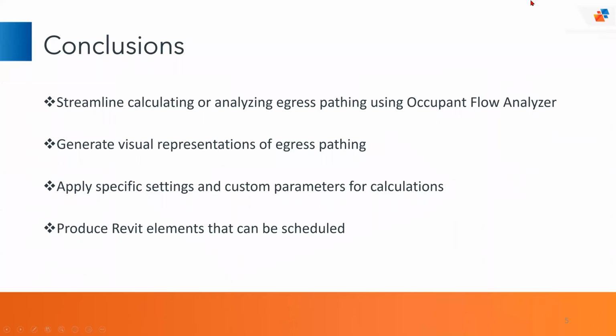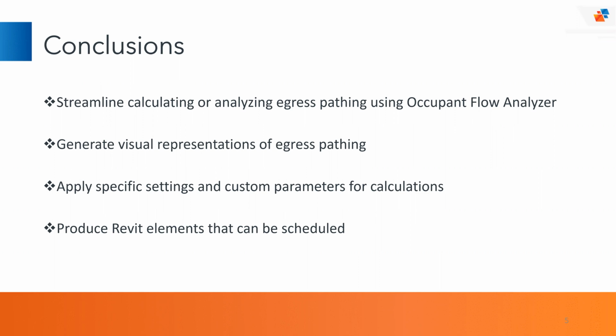So in conclusion, utilizing the Occupant Flow Analyzer tool from CTC, you can streamline calculating or analyzing egress path. You can generate visual representations of egress pathing, and along with that, just using some filters and visibility and graphic settings to emphasize it a little bit more, as we saw within the 3D view that I had shown towards the end. You could apply specific settings and custom parameters for calculations. So we saw that I did have a few different area per person values being used. We had the occupancy parameter that was being calculated too, and that was used to create my egress path or path of travel utilizing the Occupant Flow Analyzer.